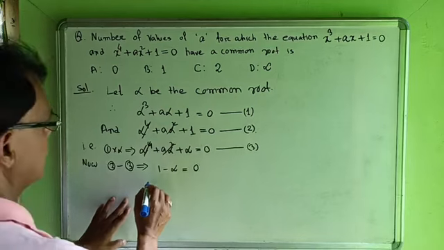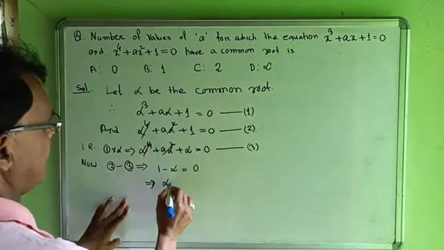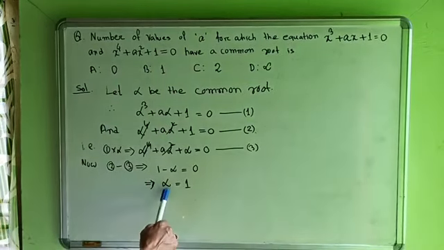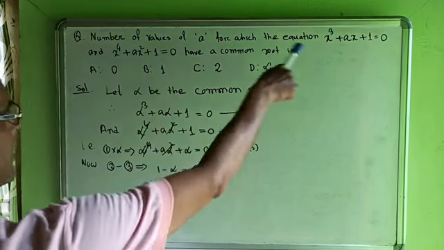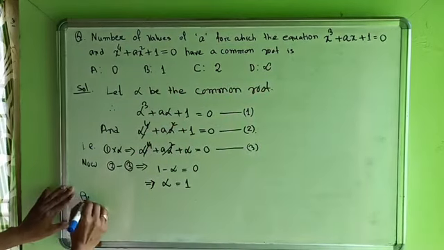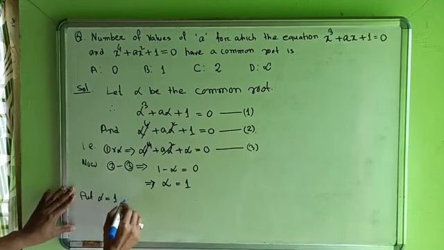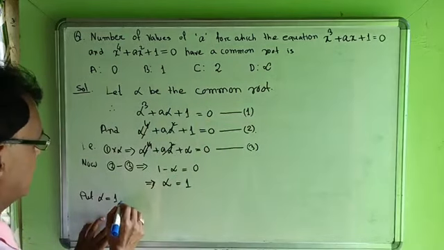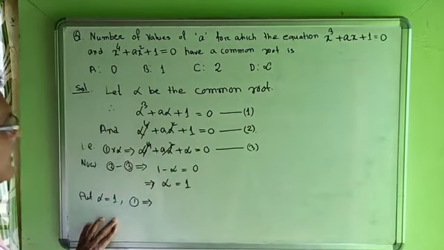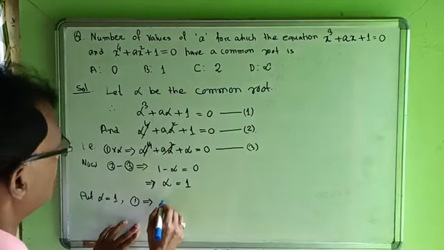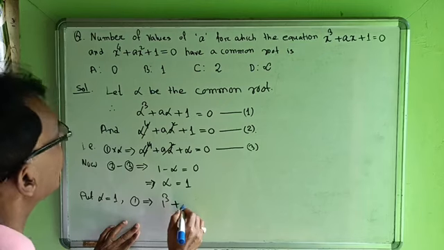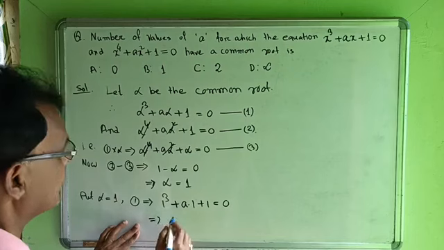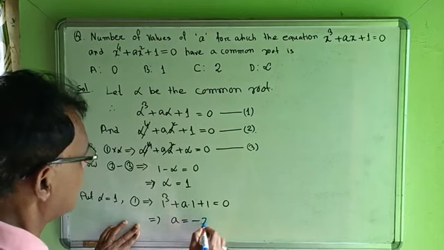From this we get alpha equal to 1. Now putting alpha equal to 1 in equation 1, we get 1 cube plus a into 1 plus 1 equal to 0. This implies a is equal to minus 2.